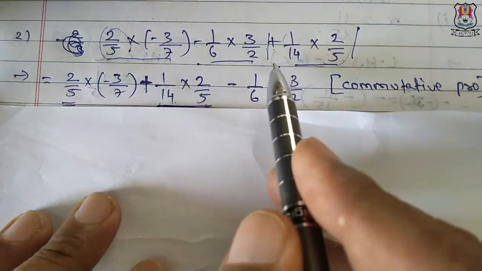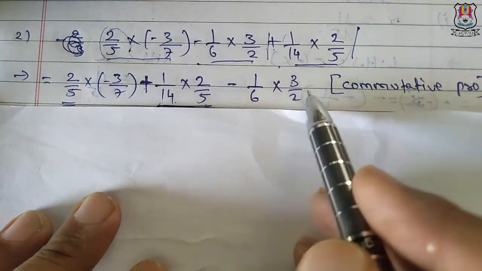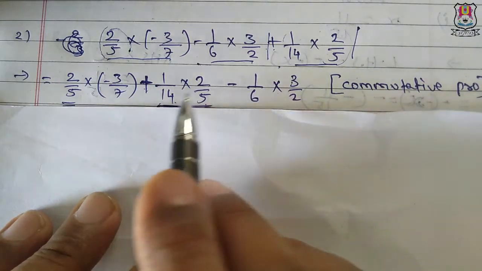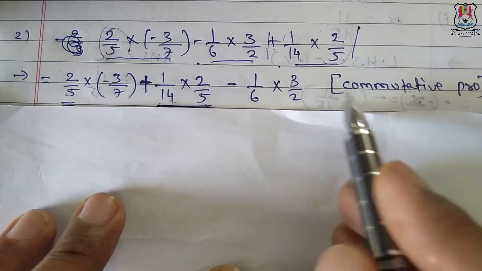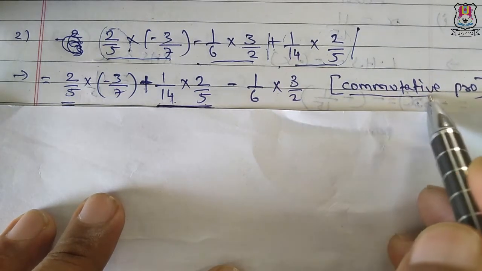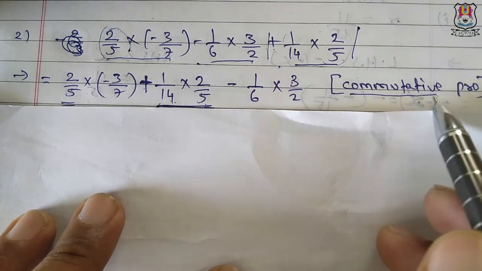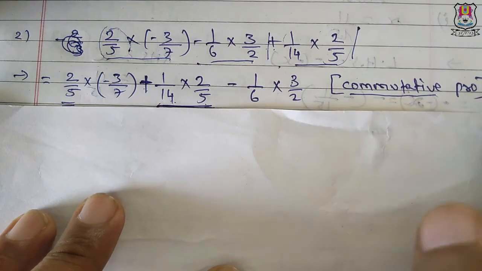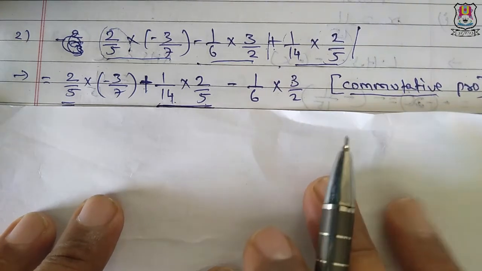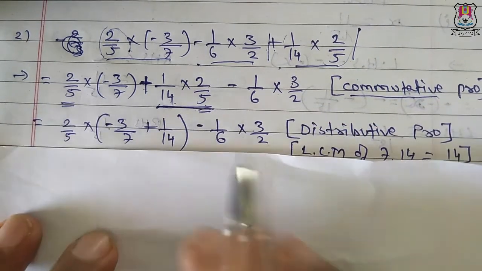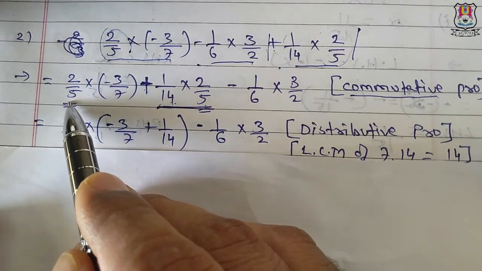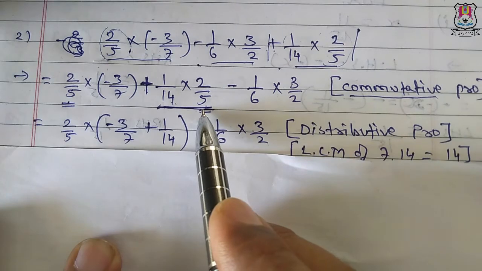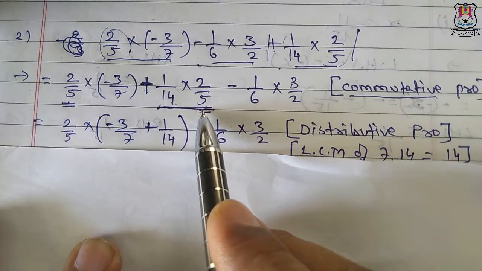Now when we are shifting, I explained in the previous sum that this is the commutative property, when we are shifting the numbers from here to there in this rational exercise. So this is called the commutative property, and I have written it over here. You also write it down when you are solving this kind of sum. Next step, as I said, this is 2 upon 5 and this is also 2 upon 5, same way as we did in the previous sum.